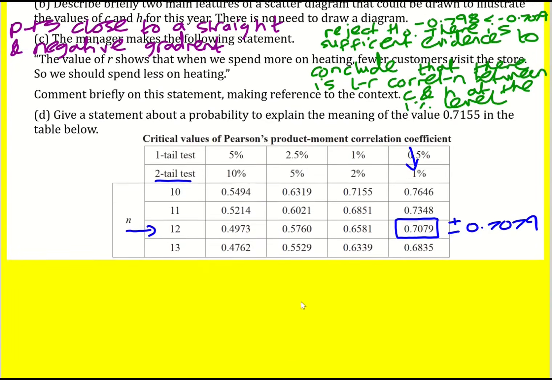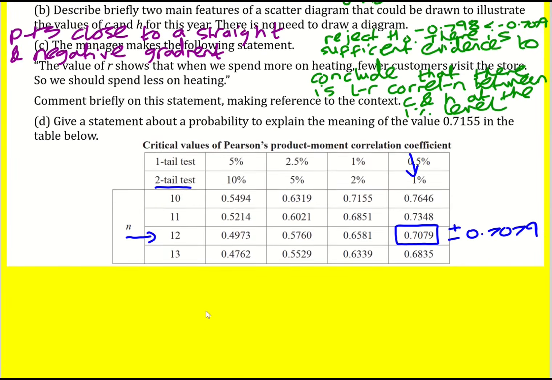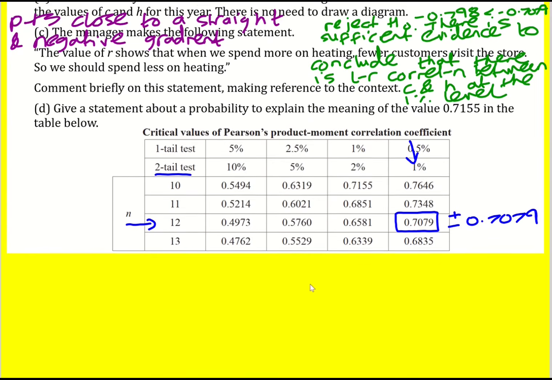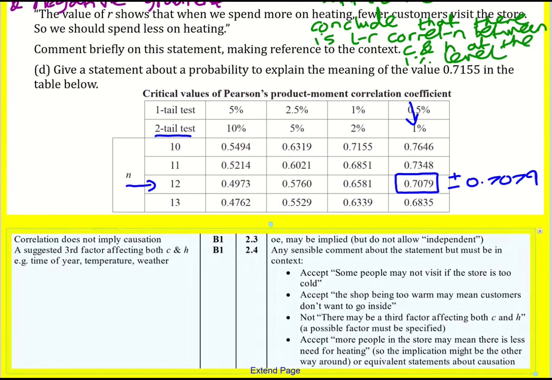So just because there is correlation doesn't mean that one actually impacts on the other. That's the key thing to take out of this. And the phrase is that correlation does not imply causation. So I wrote, whilst there is correlation, increased heating may not lead to fewer customers. What I didn't do, and was expected, was to give a reason for what they could have depended on instead. So a third factor they were after, such as time of year, temperature, or weather.